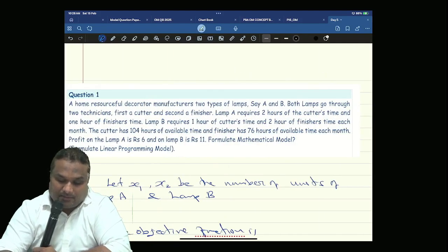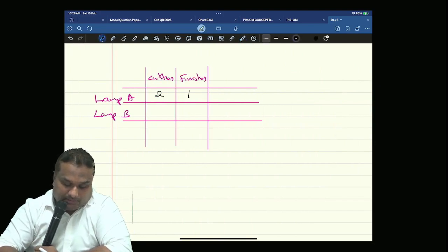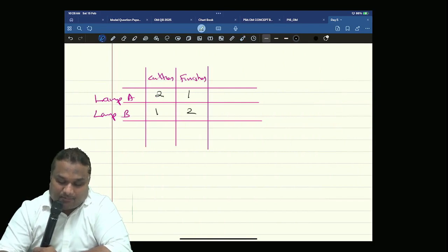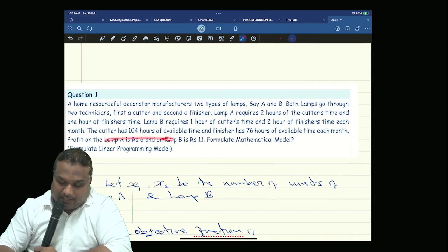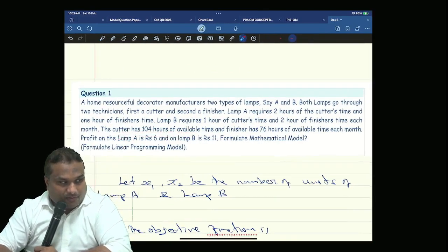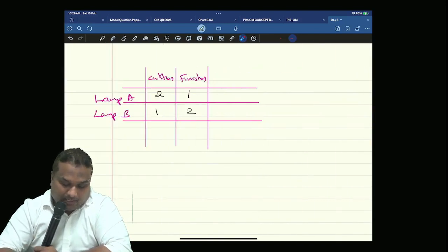Now read the next line. Lamp B requires 1 hour of cutter's time, 2 hours of finisher's time. Now this is 1 hour, this is 2 hours. Correct? Now next, tell me. The cutter has 104 hours of available time. The finisher has 76 hours of available time. Now look here.